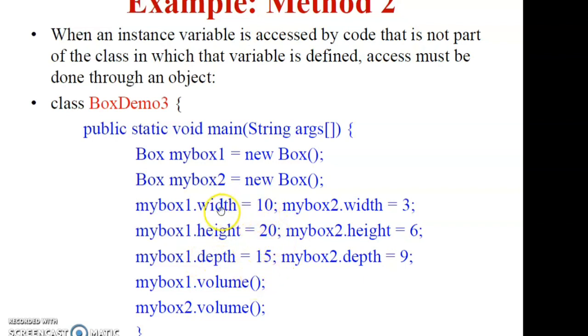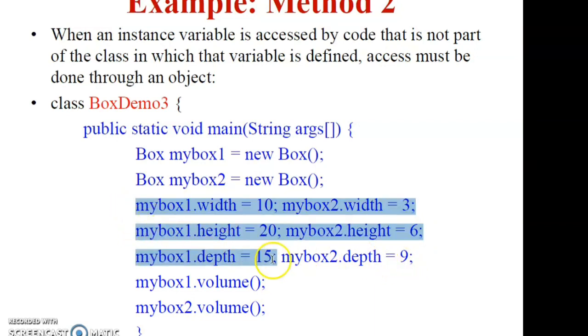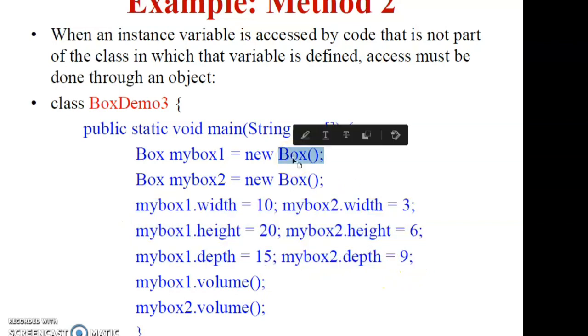So we assigned values by using this code. The same way we assign values to my box 2, the second object: width is equal to 3, height is equal to 6, depth is equal to 9. This is the way you can create any number of objects of a defined class. That is why we informed earlier that you need to define the structure of the class only once. You can create any number of objects.